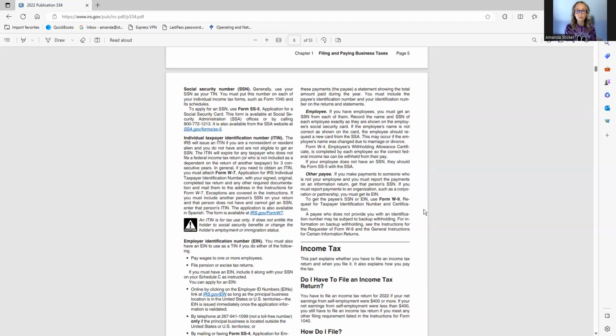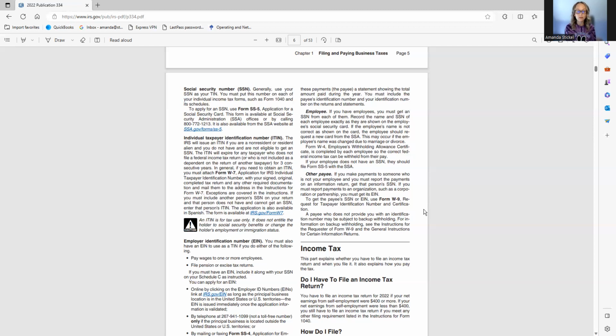In general, if you need to obtain an ITIN, you must attach Form W-7, Application for IRS Individual Taxpayer Identification Number, with your signed, original, completed tax return and any other required documentation, and mail them to the address in the instructions for Form W-7. Exceptions are covered in the instructions.